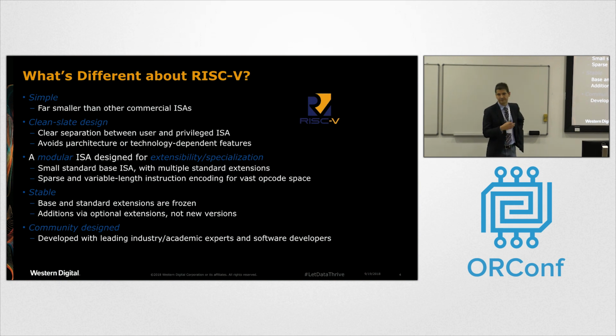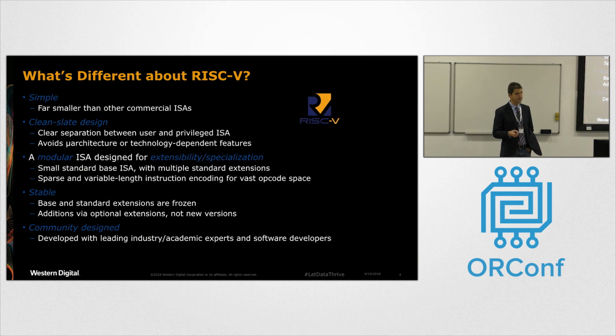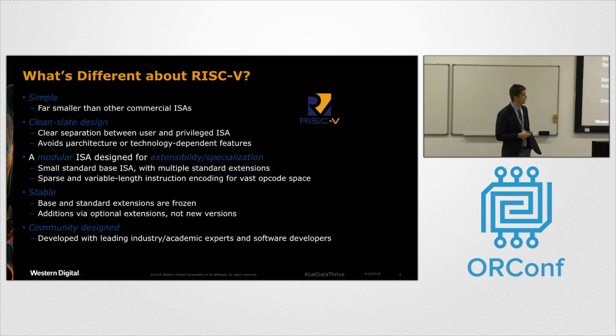So what's different about RISC-V? You all know it's a RISC-based architecture. It's quite small, so it's relatively easy to implement a RISC-V compliant core. Because it was relatively new and designed about 5 years ago, there's a good clean separation between the user space and privilege ISA for running a modern secure OS. And it attempts to avoid microarchitecture or technology-dependent features. From that perspective, we give it an endorsement. We believe this is a true statement.